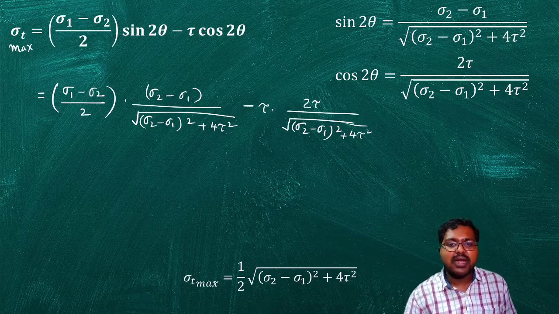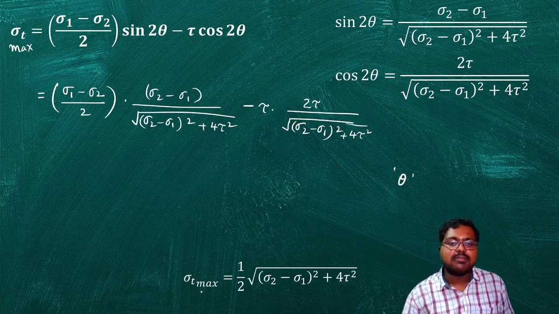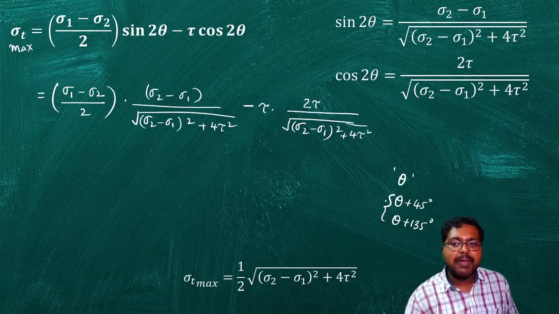So this sigma t max generally acts in a plane, and that plane makes an angle of 45 degrees with the principal plane. So if theta is the principal plane, then the plane which is having sigma t max, or maximum shear stress, will be equal to theta plus 45 or theta plus 135 degrees. So these two are the planes which are having maximum shear stress in general.